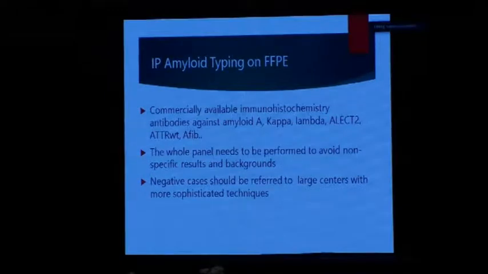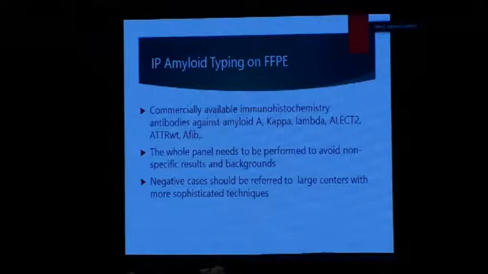When it comes to amyloid typing on formalin-fixed tissue, which is the routine biopsy you take, we have commercially available immunohistochemistry antibodies against most amyloid types. At least the three commonest amyloid types are covered, which include amyloid AA, AL, and ALECT2. In these patients, you need to do the whole panel to avoid non-specific results and unnecessary background.